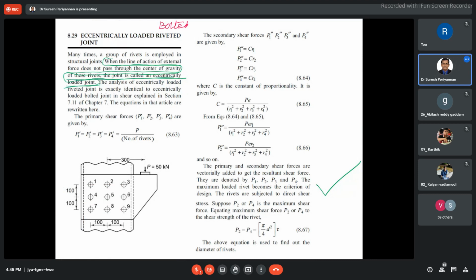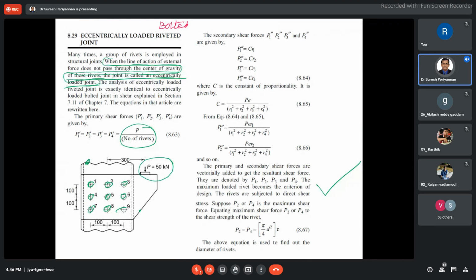Now this is, for example, the plate here. This is another plate, connected with the help of rivets: 1, 2, 3, another row 4, 5, 6, another row 7, 8, 9. Now these rivets are subject to the primary force, the direct primary force. P1 dash is the direct primary force with respect to the acting load P.